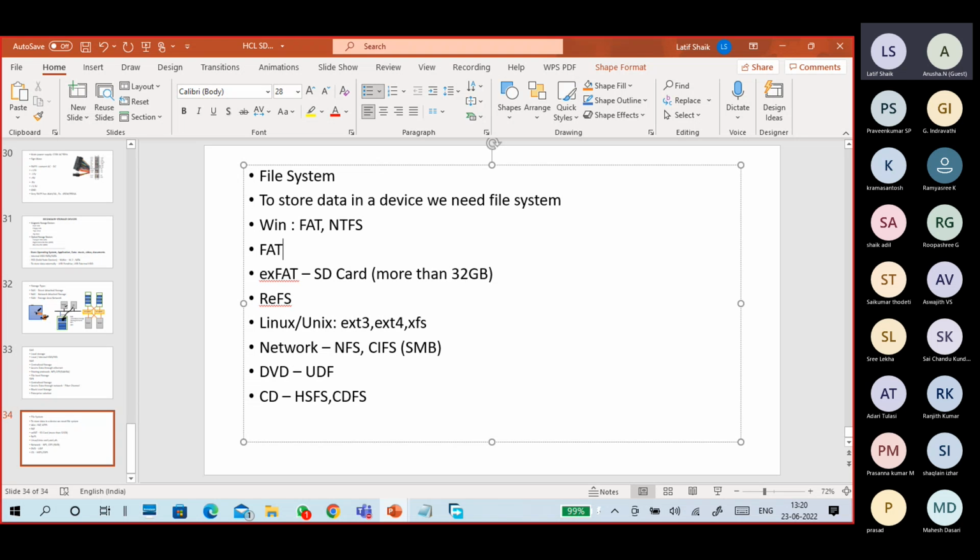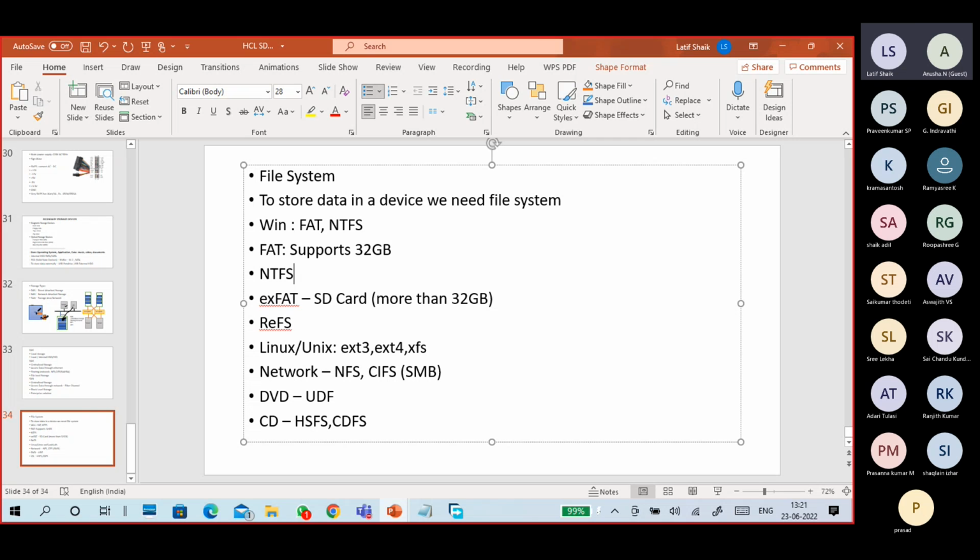Generally FAT supports 32 GB. NTFS supports 2 terabytes and more than 2 terabytes also. Generally, if you check Windows documentation, it shows up to 2 terabytes. But now it is supporting more than 2 terabytes, and it also gives you security.